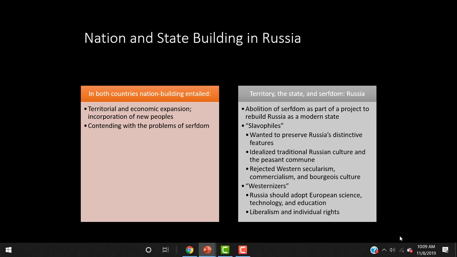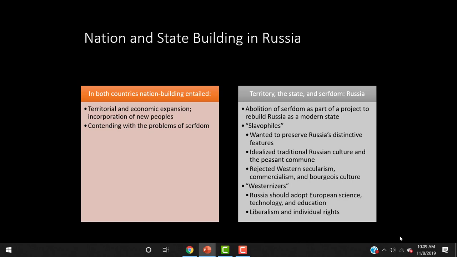In Russia, the abolition of serfdom was only part of a project to rebuild Russia into a modern state. Slavophiles were the people who wanted to preserve Russia's distinctive features and idealize traditional Russian culture and the peasant commune. They rejected Western secularism and commercialism and bourgeois culture. They've never liked the West. And I don't mean by the West the United States. They just never liked the Western part, but they did want to marry into their nobility.